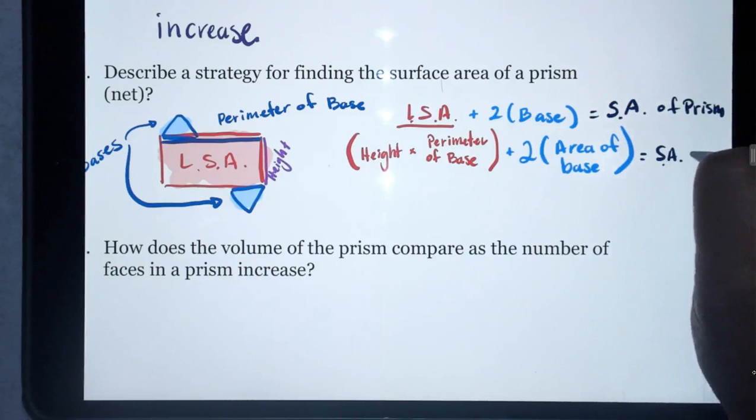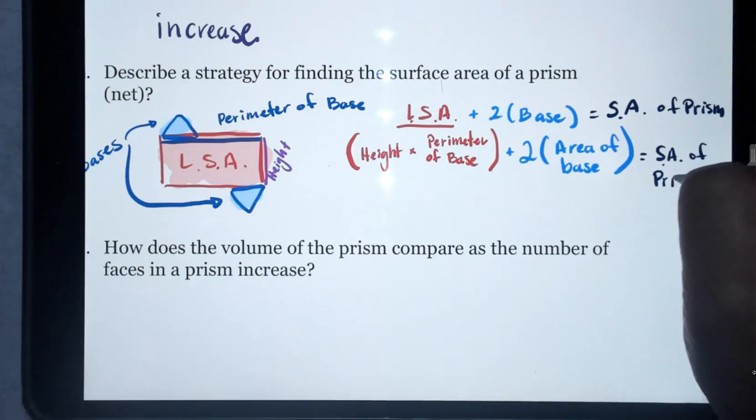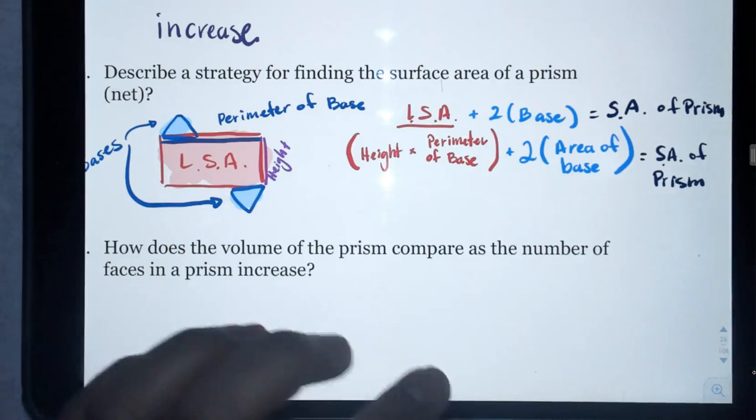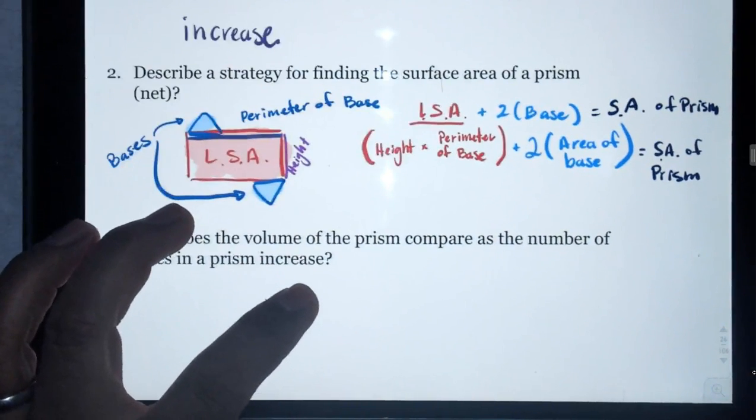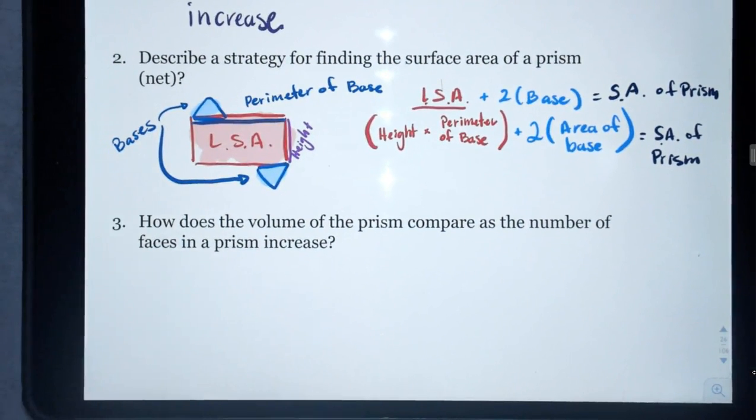Surface area of prism. Now, this is not very much different than finding the surface area of a rectangular prism. This just includes triangle-based prisms, hexagons, pentagons, anything that's not a rectangle, even though this same formula will work with a rectangular-based prism.